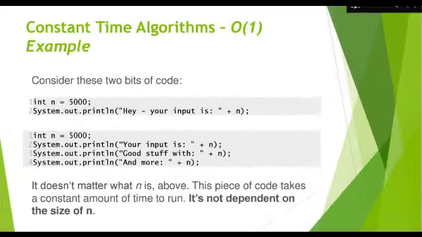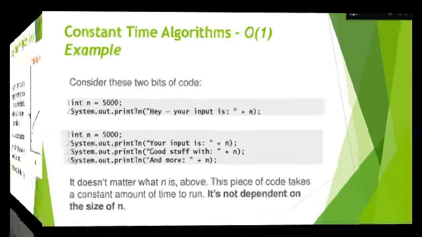Constant time algorithms, O(1) example. Consider these two bits of code. It doesn't matter what N is above. This piece of code takes a constant amount of time to run. It's not dependent on the size of N.